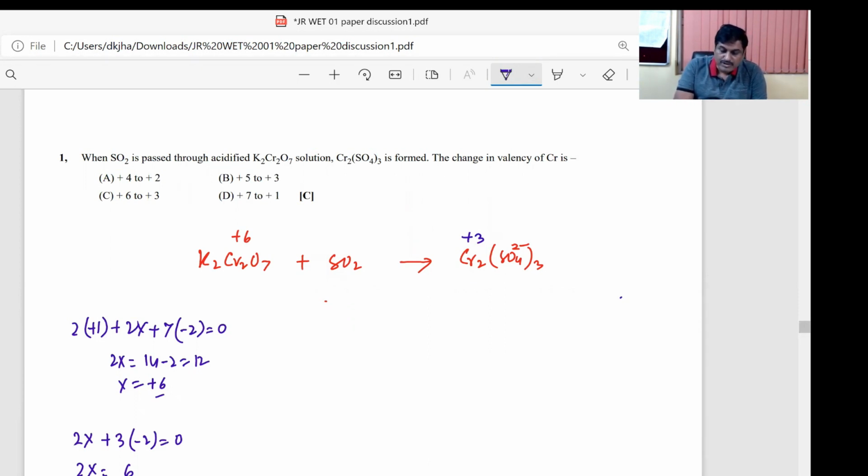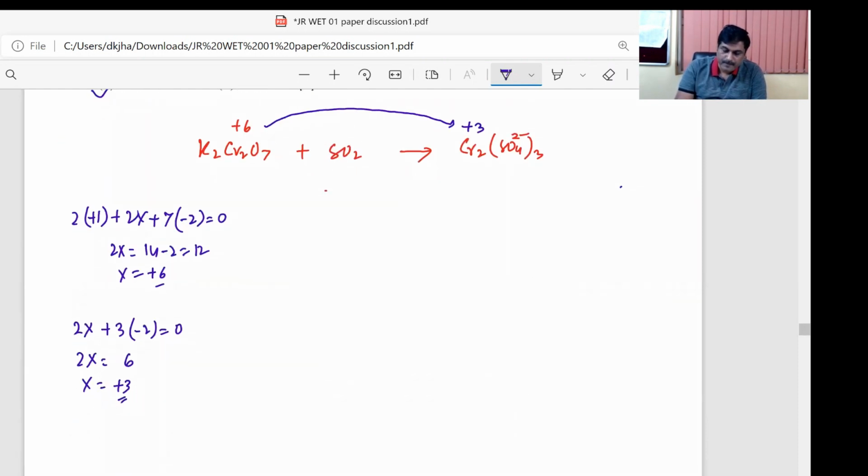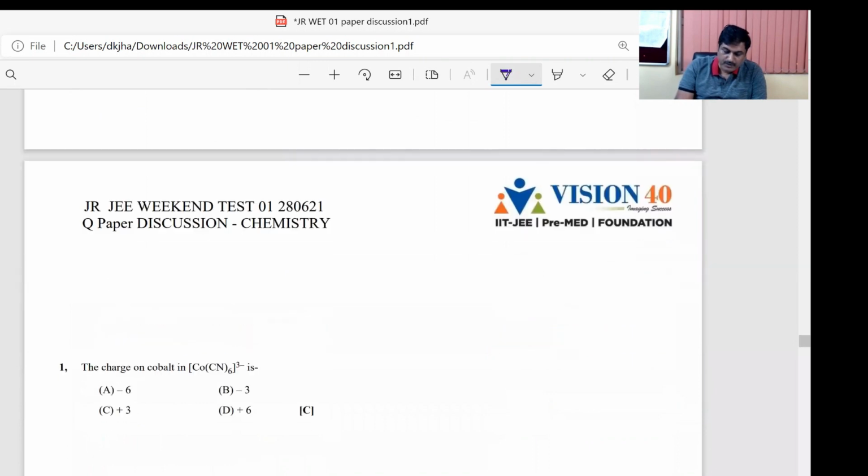SO2 is passed through acidified K2Cr2O7, so solve this, and the change in valency of chromium. Change in valency of chromium means +6 to +3, +6 to +3. Okay, see. Next question.